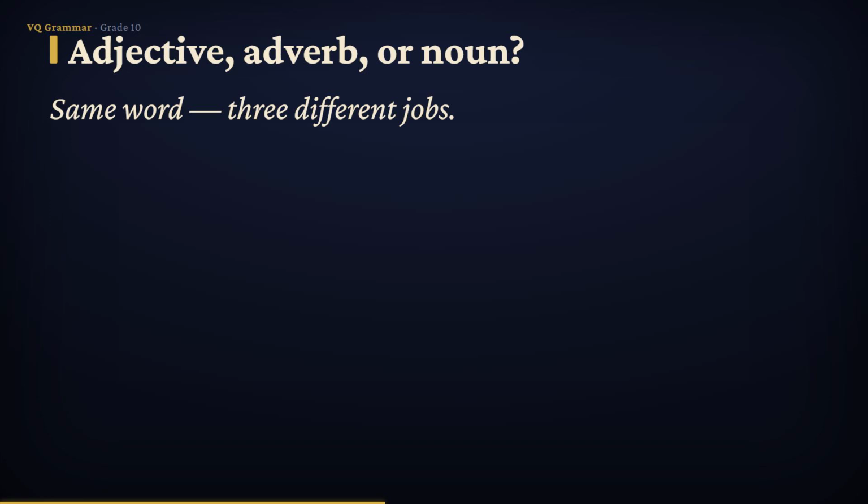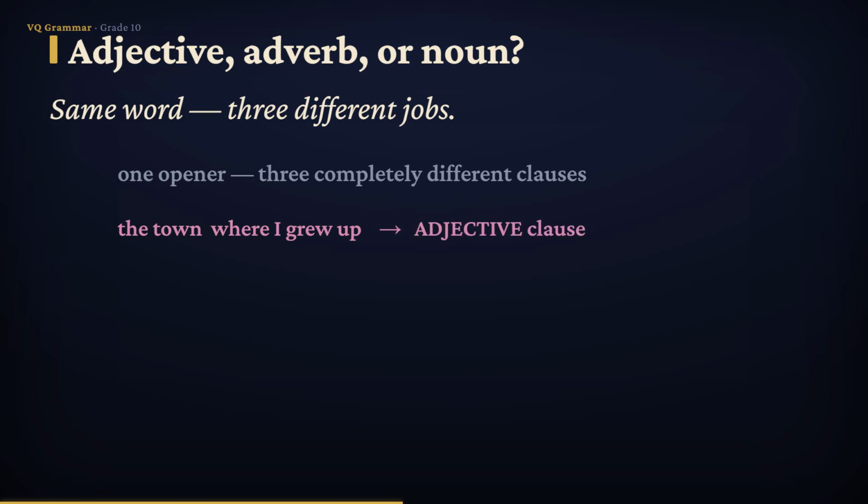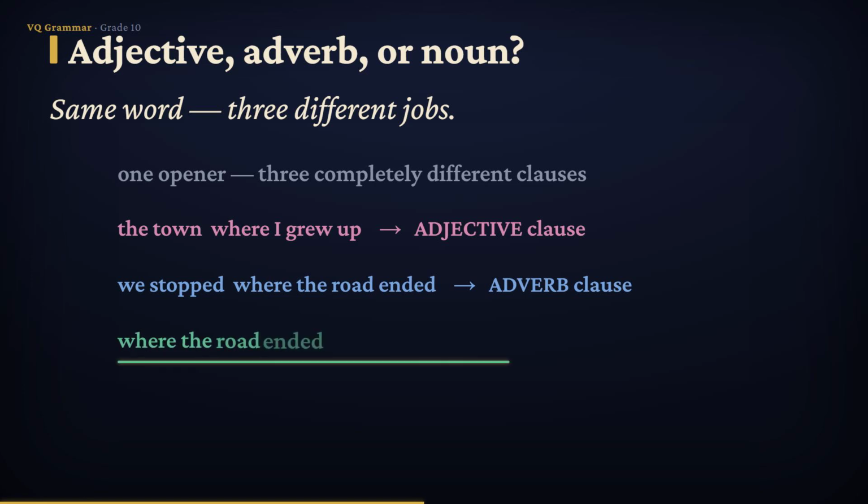Now for the part that trips everybody up, and it deserves a board of its own. The very same word can open 3 completely different clauses. Listen carefully. Number 1, the town where I grew up. That clause tells you which town, so it hangs on a noun. Adjective clause. Number 2, we stopped where the road ended. That clause tells you where we stopped, so it hangs on the verb. Adverb clause. And number 3, where the road ended is a mystery. Same 3 words, brand new job. This time the clause is not describing anything.